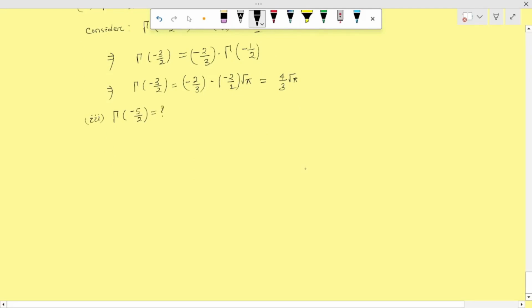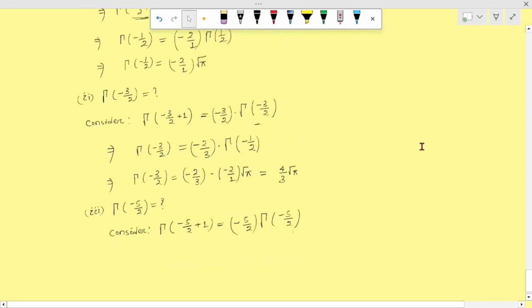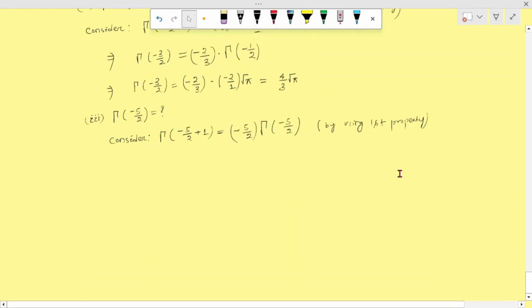Likewise, the same procedure we are going to consider. First we are going to consider gamma minus 5 by 2 plus 1, which will be equal to minus 5 by 2 gamma minus 5 by 2, by using the first property. Here I have not written it, maybe you can write: by using the first property of the gamma function, that is gamma n plus 1 equal to n gamma n.